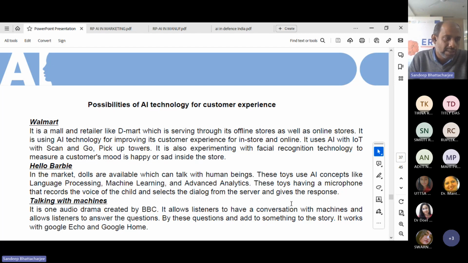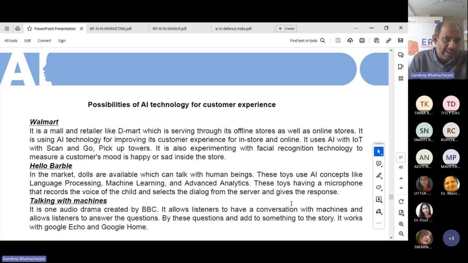They have established these towers in different areas in the US where they can easily scan the requirements of different people living in those areas, and it can suggest whether it can be delivered or they have to go to those stores to collect those particular products. It is also experimenting with FRT, facial recognition technology, to measure a customer's mood and understand whether the person is happy or sad inside the store. So this is another latest development that has been brought by Walmart.